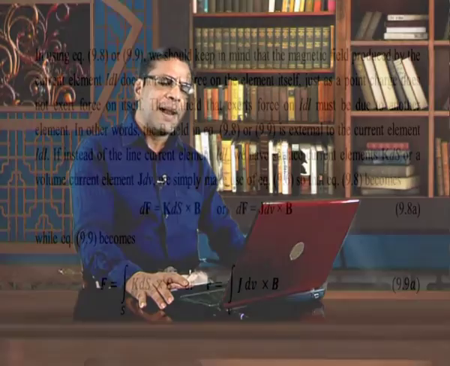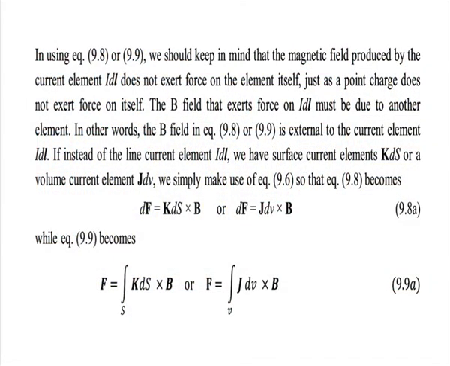Now here it should be noted that the magnetic field produced by the current IdL does not exert force on the current element itself, just as a point charge does not exert force on itself. The B field, or the magnetic field, that exerts force on IdL must be due to another element. In other words, the magnetic field in equation 9.8 or 9.9 is external to the current element IdL.